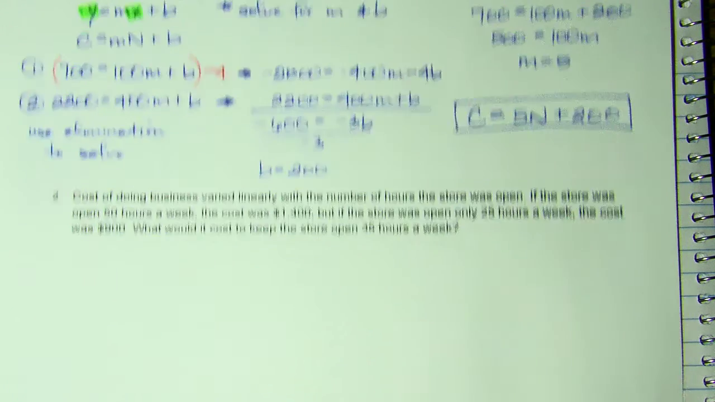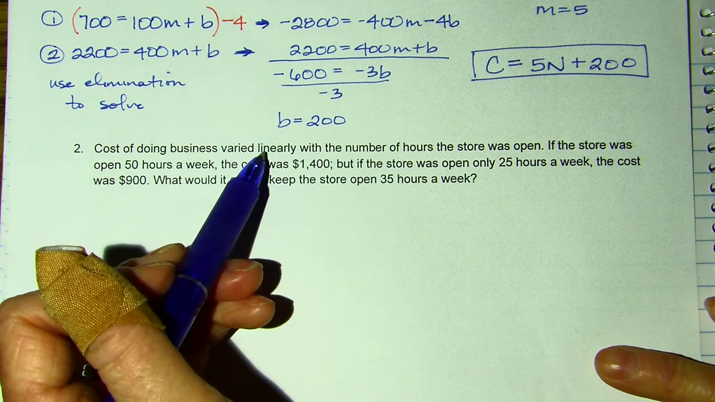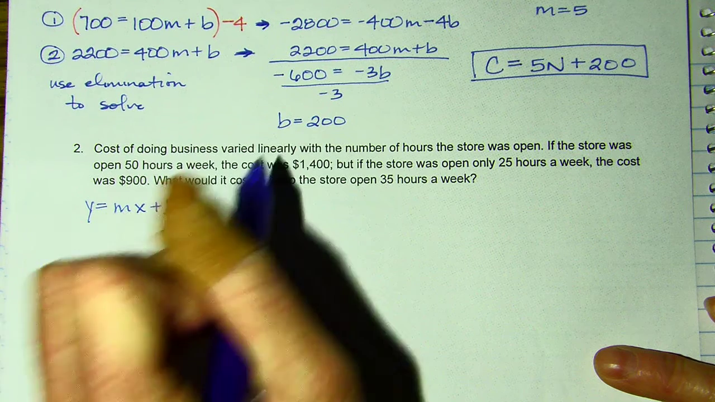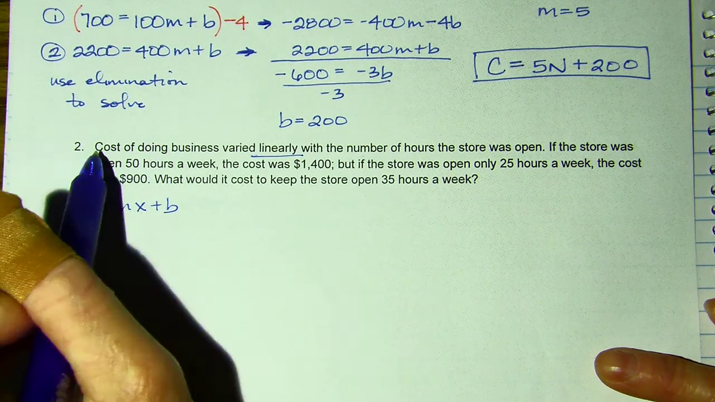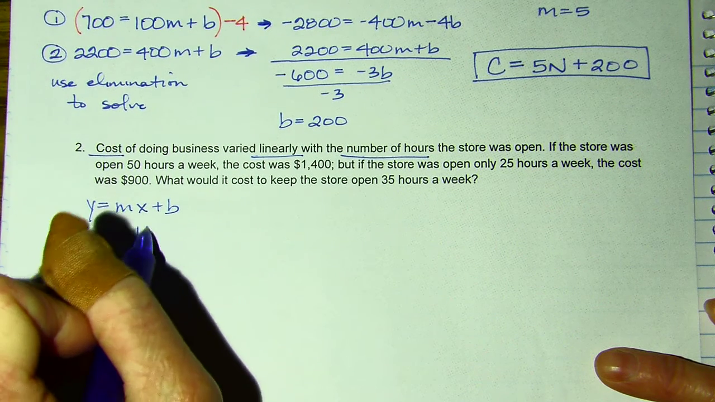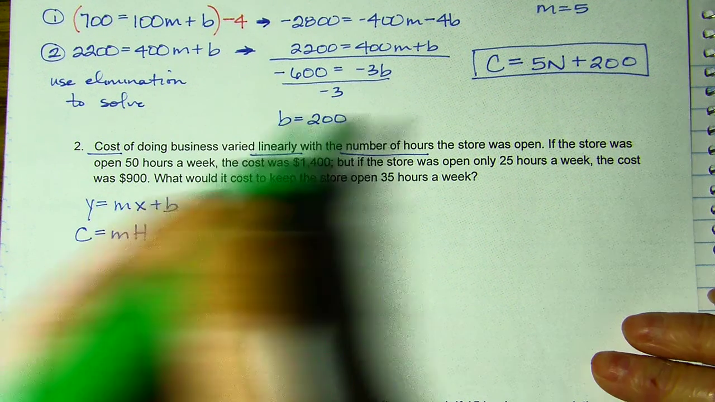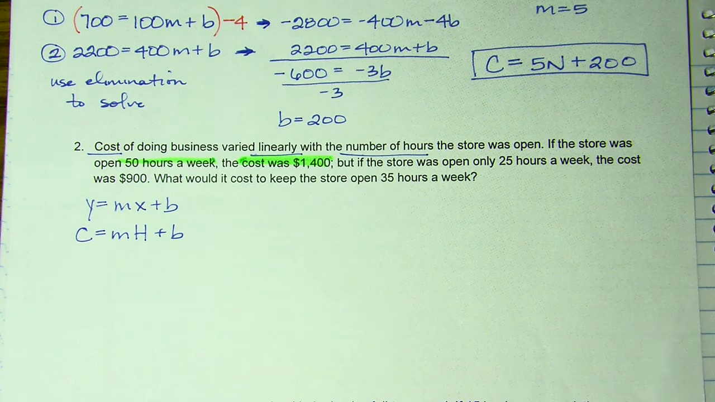All right, so number 2. The cost of doing business varied linearly, so we're using our y equals mx plus b because they mentioned linearly, with the number of hours the store was open. So the cost varied with the number of hours. Notice how I replaced y and x to represent what we're using. If the store was open, so here's the systems. If the store was open 50 hours, the cost was $1,400. So let's set that one up first.